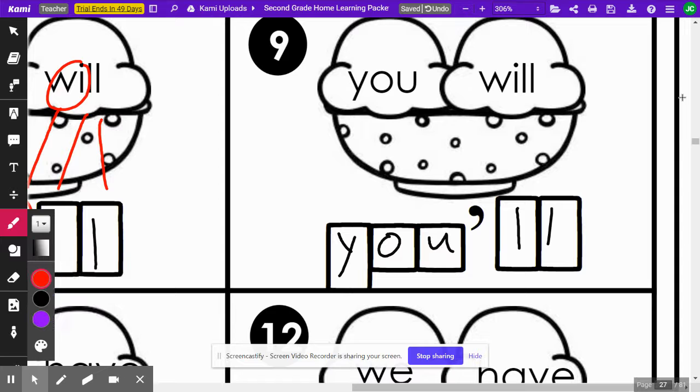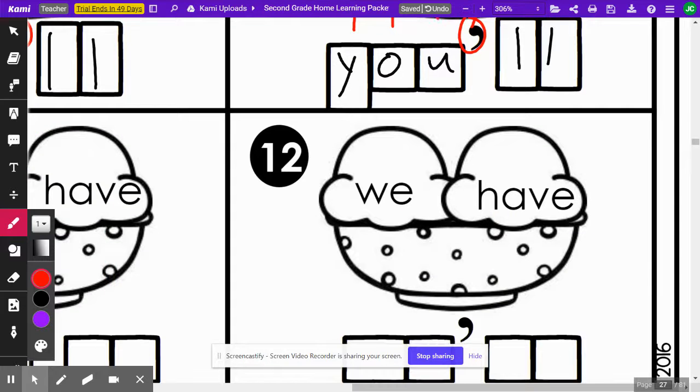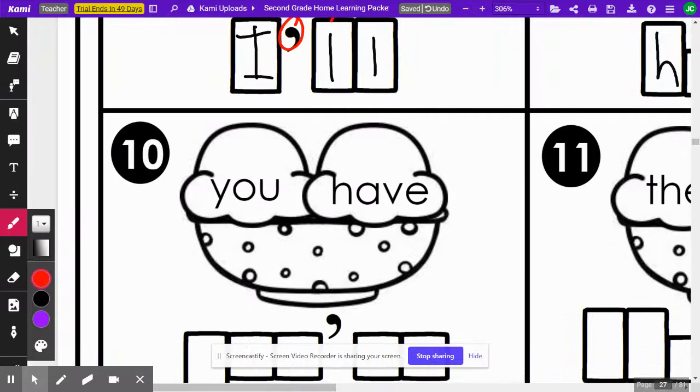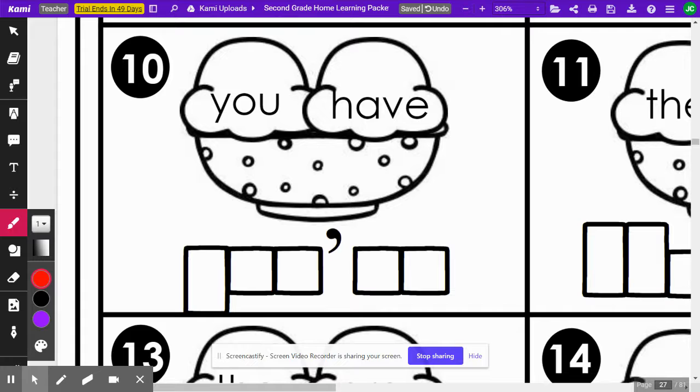This one, once again, you can see all the letters there, and the W and the I have their place taken by the apostrophe. Number 10, you have. You've brought me popcorn.